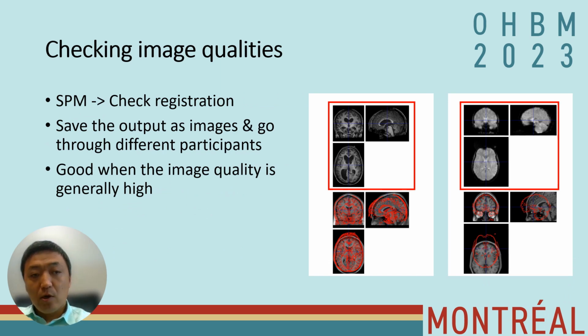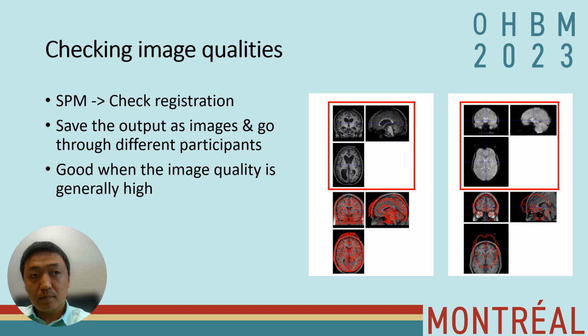In SPM, you can use the check registration functionality to plot an image into three different views. In this case, coronal, sagittal, and axial views. You can also save this output as an image so that you can go over all the subjects very easily. I think that usually it is sufficient to use this plot to check the quality if the quality is not too bad.